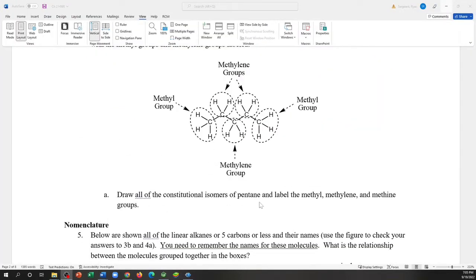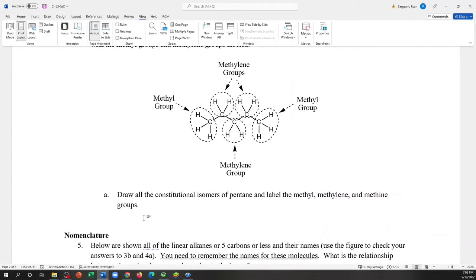Draw all the constitutional isomers of pentane, and label the methyl, methylene, and methine groups. So we'll go ahead and drop that figure right in there.